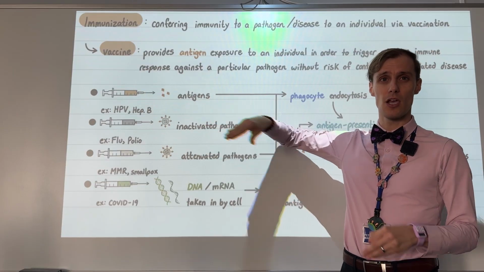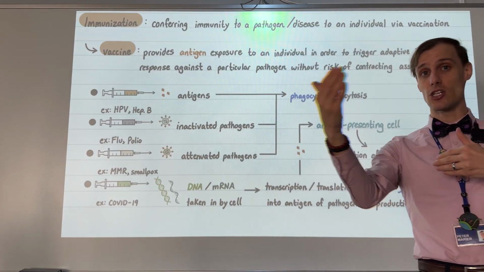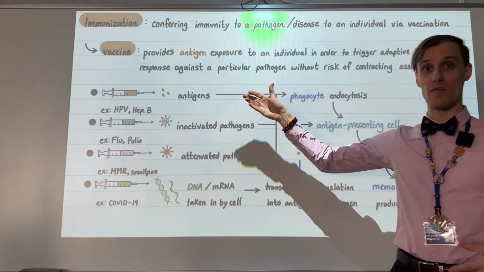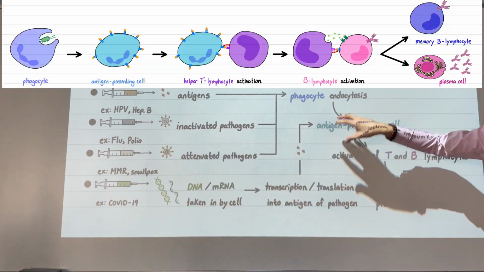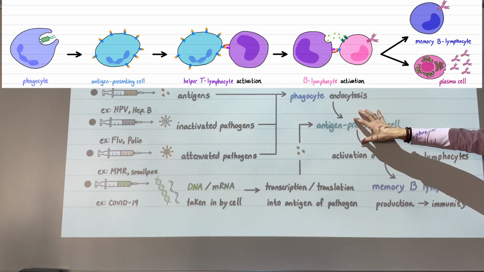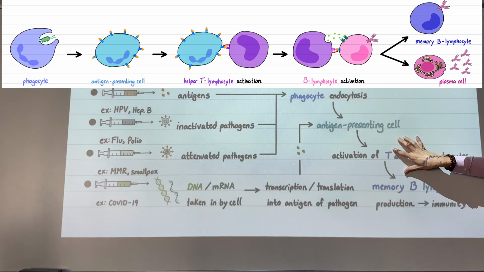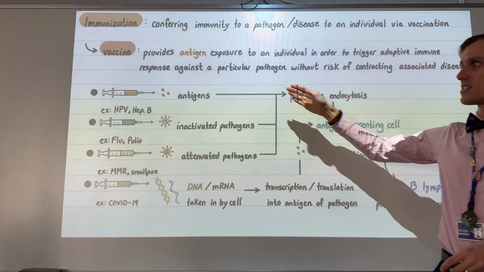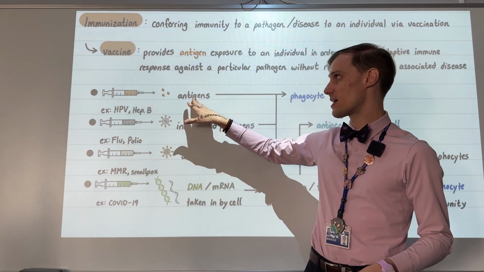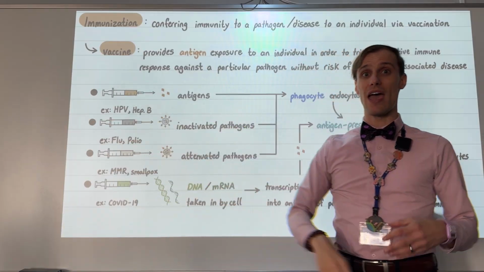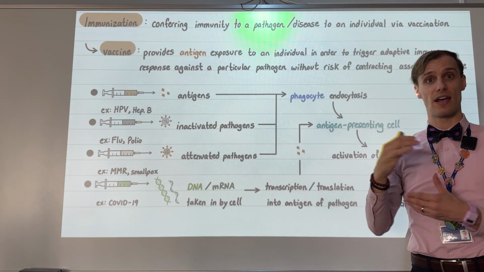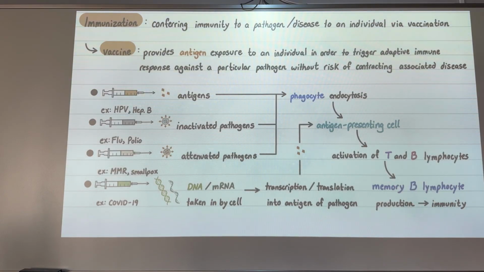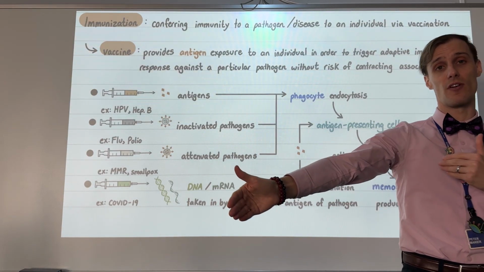What's happening here is that we are injecting antigens into the individual. These antigens would then kickstart the same process that we just discussed: phagocyte endocytosis, antigen presenting cell, activation of T and B lymphocytes, and then memory B lymphocyte production. So if the same individual was given an antigen vaccine of HPV, and then the real HPV virus infected that individual, they would already have retained memory B lymphocytes and were able to quell that infection very, very quickly.